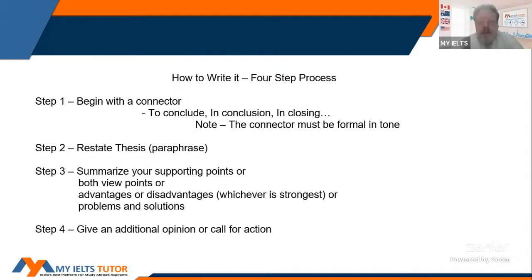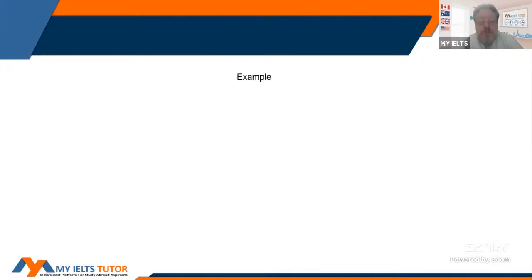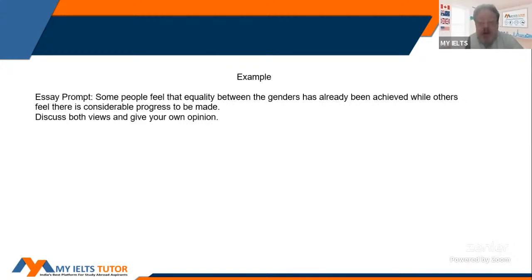So, now I have an example of a conclusion that you can use. For example, we have here the following essay prompt. Some people feel that equality between the genders has already been achieved, while others feel there's considerable progress to be made. You're asked to discuss both views and give your opinion. So I'm just going through the preparation. This slide is a quick review of preparation for the essay, but it's useful to do this for us to be able to write the conclusion.